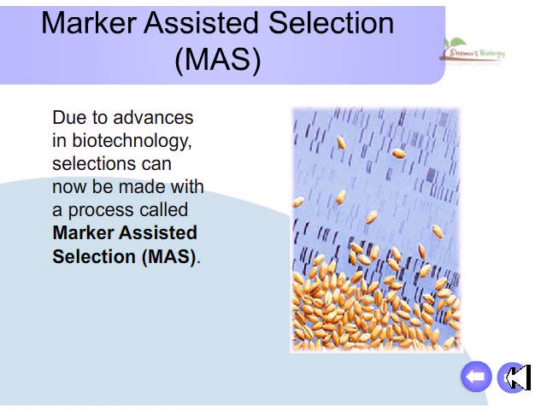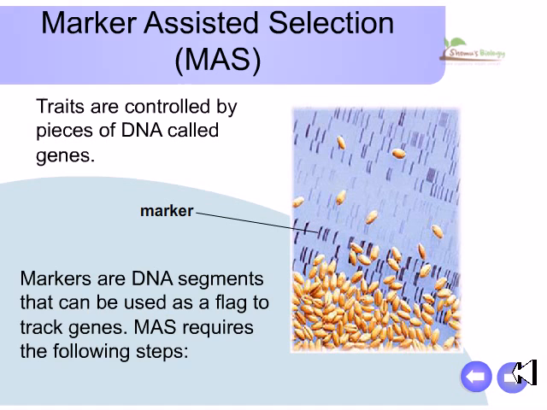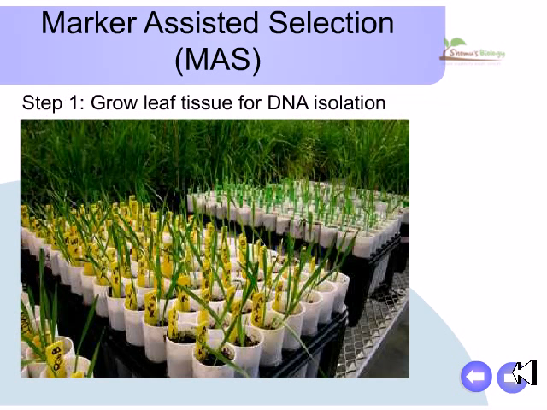Due to advances in biotechnology, selections can now be made with a process called marker assisted selection, or MAS. Traits are controlled by pieces of DNA called genes. Markers are DNA segments that can be used as flags to track the genes. MAS, or marker assisted selection, requires the following steps.